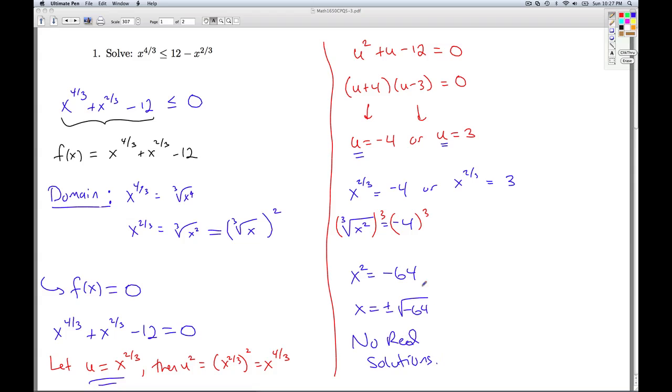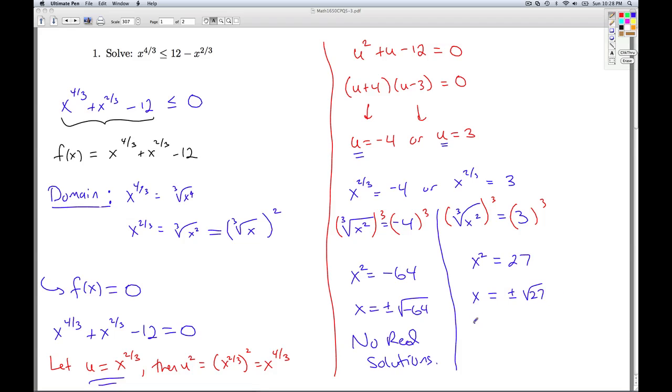Okay, so we don't care about the imaginary solutions here in section 5.3. I go back to this equation then, x to the 2/3 equals 3, and I rewrite that. Follow the same procedure. I'm going to cube both sides. I get x squared equals positive 27. Extract square roots.